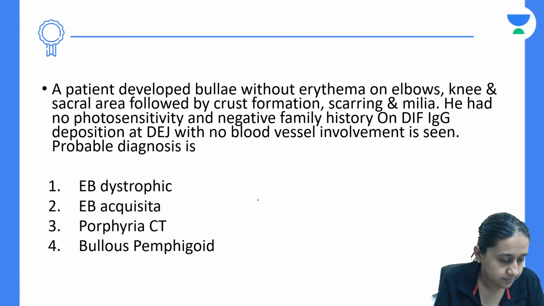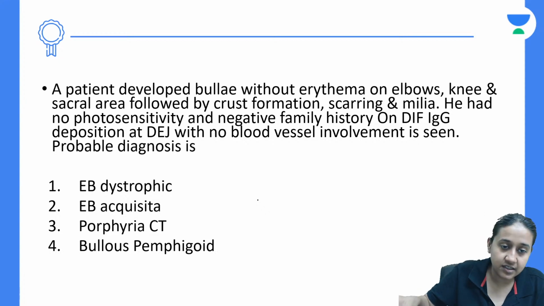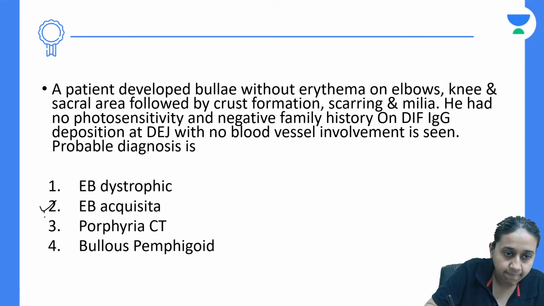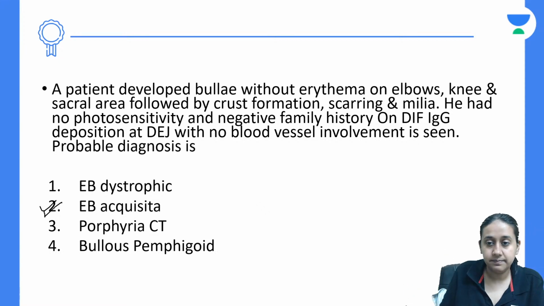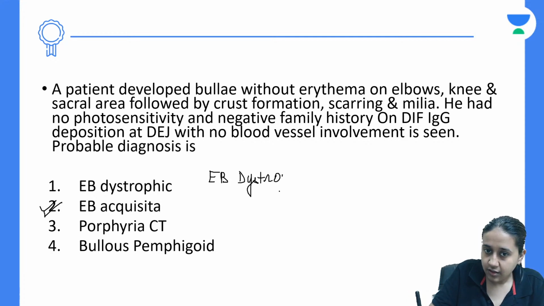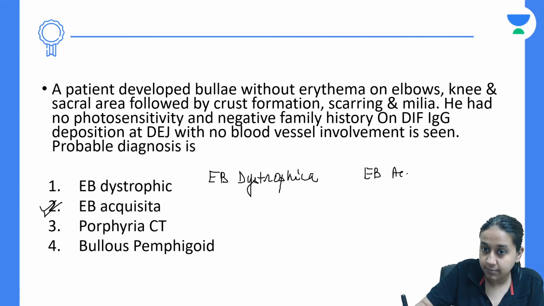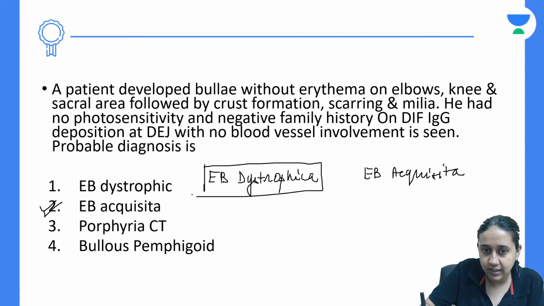What is the answer here? Please remember the correct answer for this question is option number 2, EB acquisita. Now, EB dystrophica, which is a type of mechanobullous disorder, and EB acquisita, which is a type of immunobullous disorder, they both present in a very similar pattern.